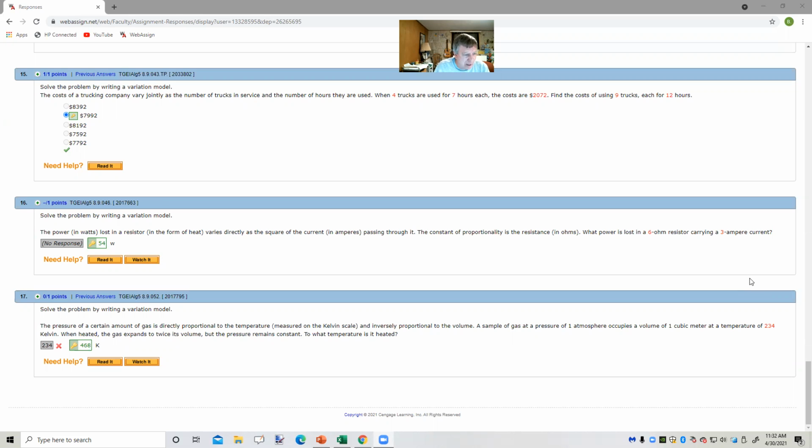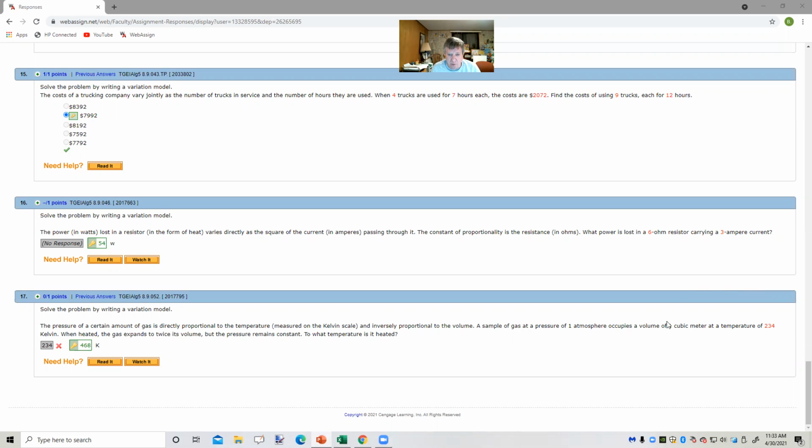Okay, so what have we got? We've got the power in watts. So how about if we call P the power in watts? Let P equal that, lost in a resistor in the form of heat, varies directly as the square of the current. Let's let C equal current, passing through it. All right, so we're talking direct variation. So we're going to have P equals K times C squared, because it says the power varies directly as the square of the current. So P equals K C squared. Are you okay with where I got that?